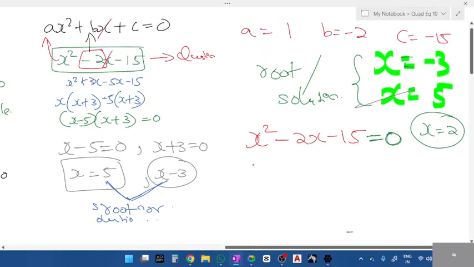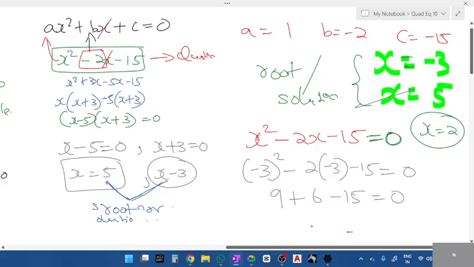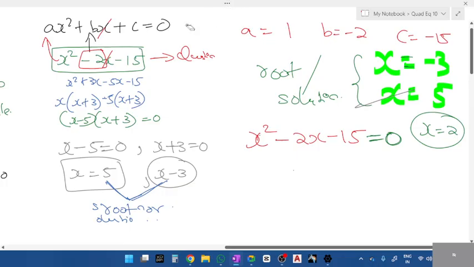Next, we'll take x equal to minus 3. Minus 3 the whole square, minus 2 into minus 3, minus 15. Okay, what is minus 3 the whole square? 9. Then minus into minus is plus 6. 2 threes are 6. You have to multiply. Minus 15. How much is 9 plus 6? 15 minus 15 is 0. So the value satisfied, right? Yes. So 5 and minus 3 are the two roots, the two values of x.